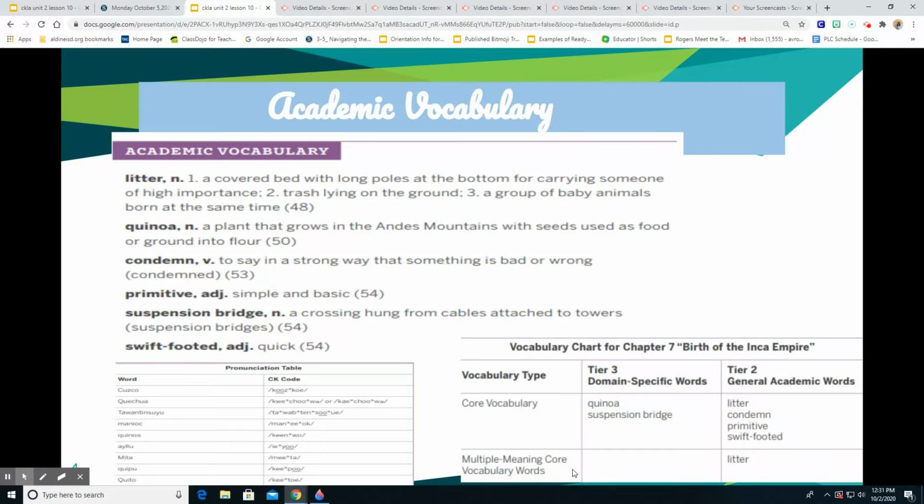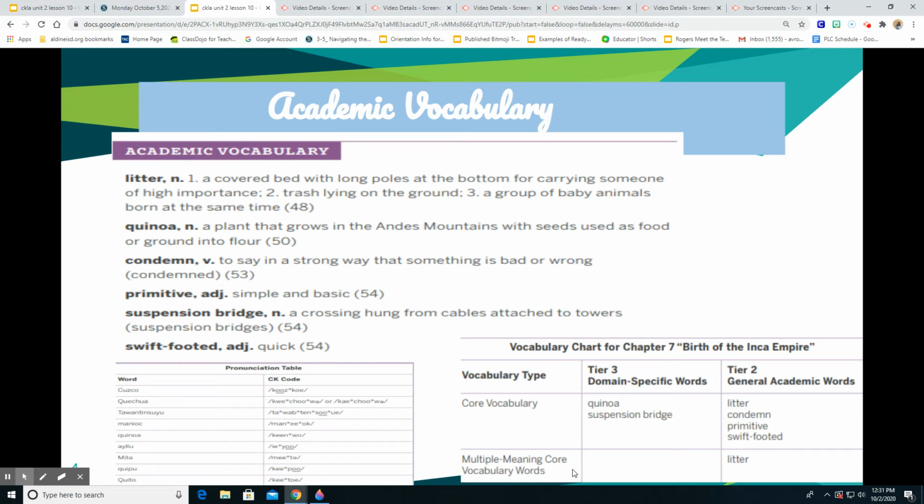The next vocabulary word is condemn. It is a verb to say in a strong way that something is bad or wrong. So condemning, that could be saying that maybe walking on the wrong side of the street or driving down the street and someone saying that's wrong to do. That can be an example of condemning, and it's a verb.